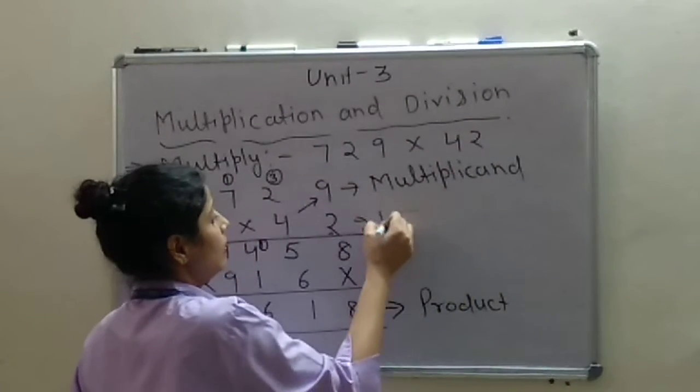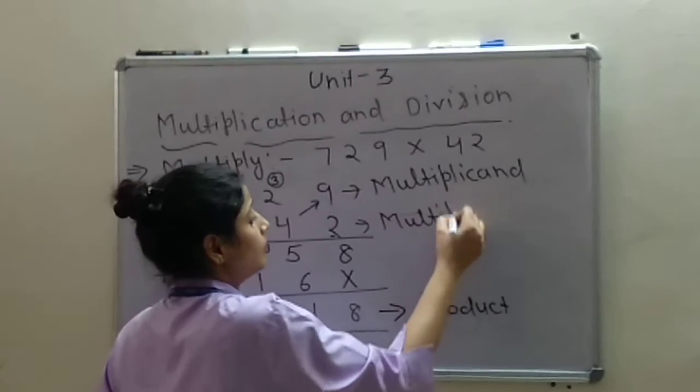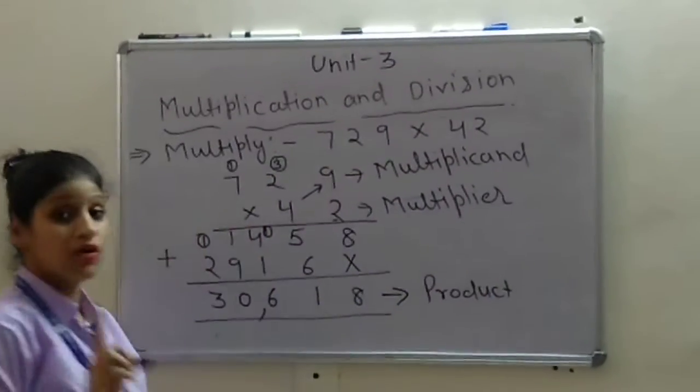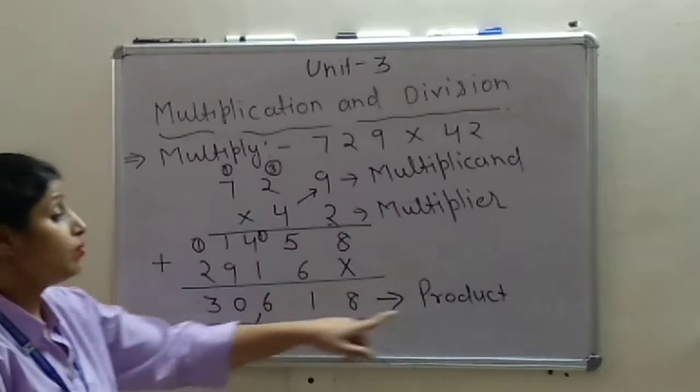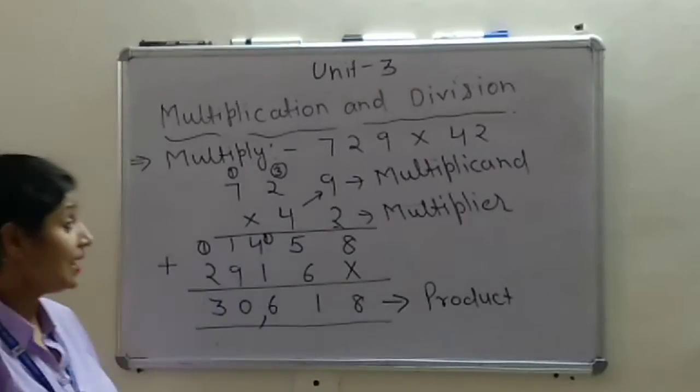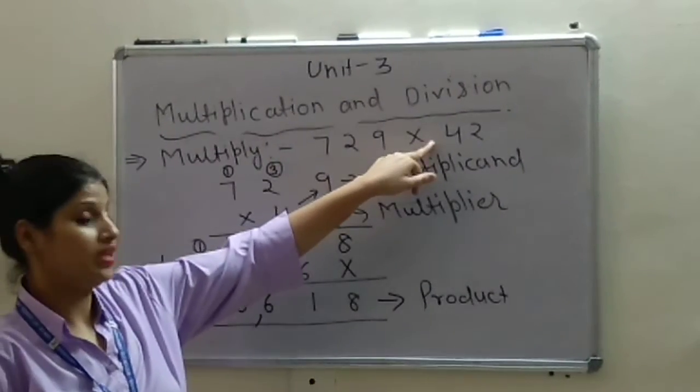Alright, as we have already done, this is your multiplicand. This is your multiplier. And the answer which you have got after multiplying both the numbers is your product. So this way you will be multiplying a 3-digit number by a 2-digit number.